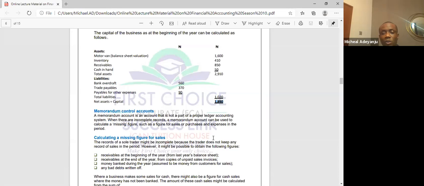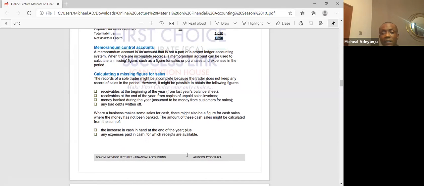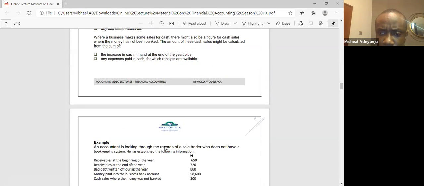Where the business makes some cash sales, there might also be a figure for cash sales where the money has not been banked. This amount of cash might be calculated from the sum of any increase in cash at hand at the end of the year, plus any expense paid in cash for which a receipt is available. Do you get to understand that part? When we're about to solve the question, perfect.